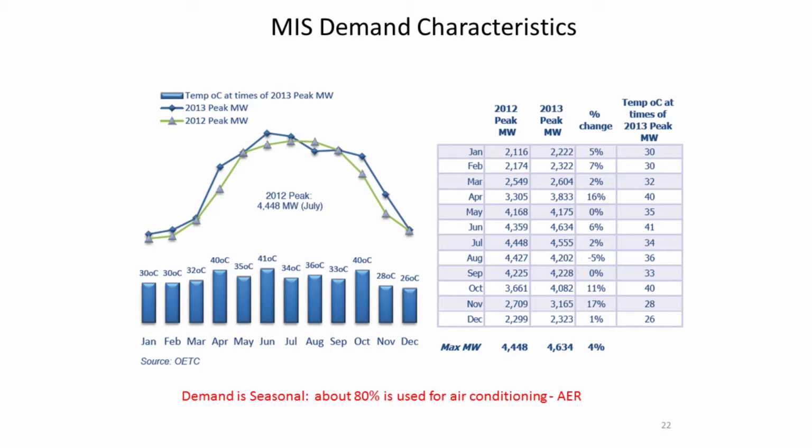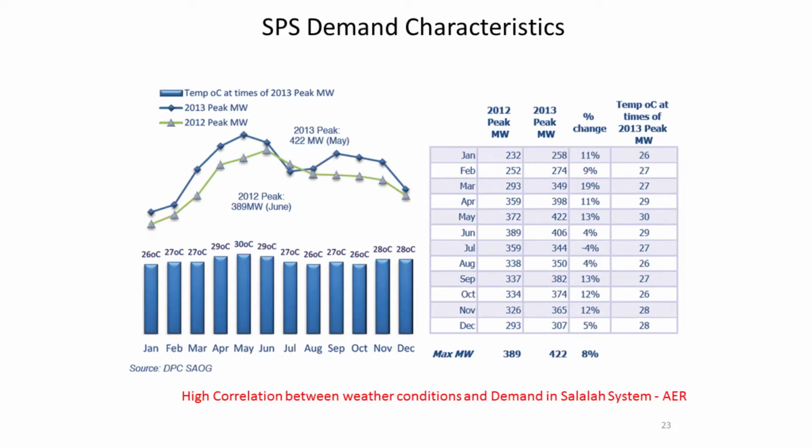This is the correlation between the temperature and the demand. You can see that in hot summer months, with these average temperatures, you have high demand. In winter months, you have low demand. So there is a high correlation between the demand and the temperature, and you can see different correlations here.